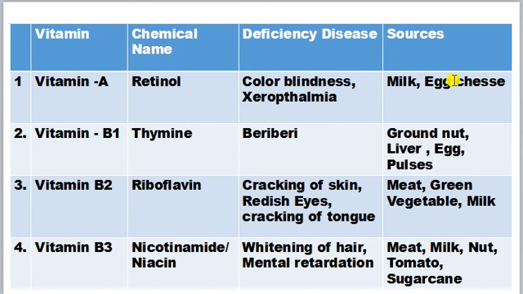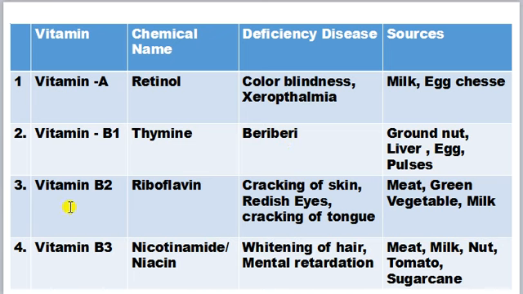Now the second one is vitamin B1, also known as thiamine. Vitamin B1 deficiency causes thiamine deficiency or beriberi, and beriberi is of two types: dry beriberi and wet beriberi. They both affect the heart and circulatory system. In extreme cases, wet beriberi can cause heart failure. Its sources are groundnut, liver, egg, pulses, etc.